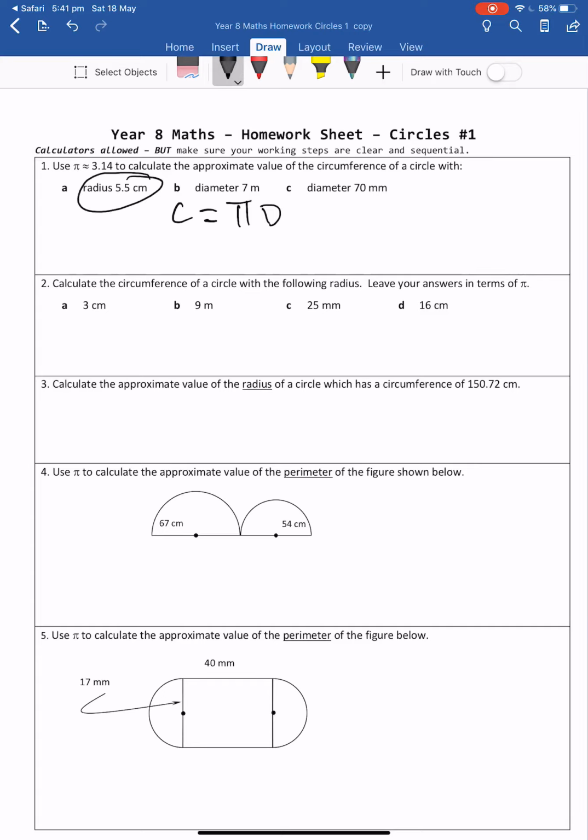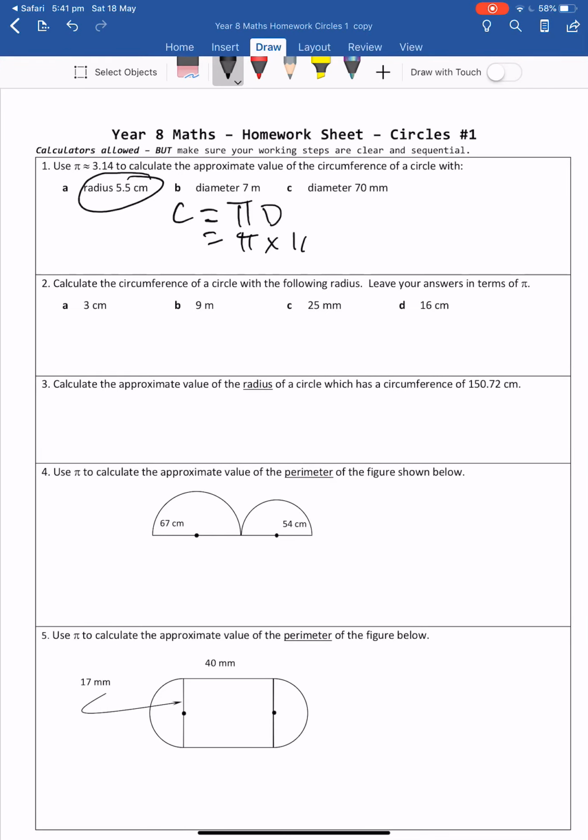Remember here that the radius is half of the diameter. So in this case, we would be doing pi multiplied by, if radius is half, then double 5.5 is going to be 11. So it's pi times 11. All right, moving on to question 2.